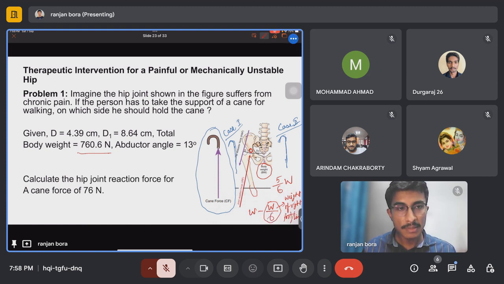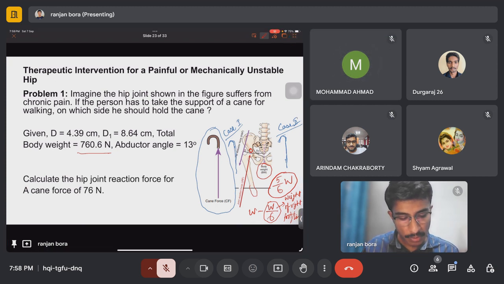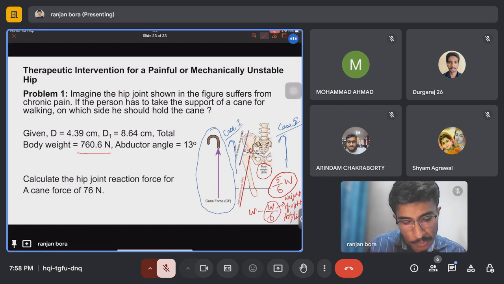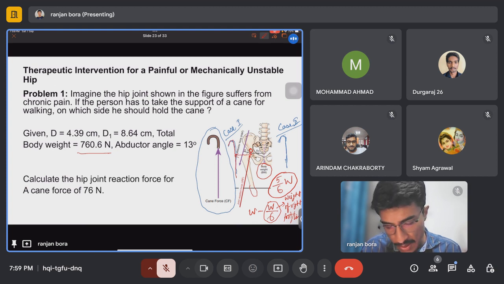So is it clear while we are considering 5 by 6 W? Okay. And in case 1, we are assuming that he is holding the cane on the side of the hip in which he has a problem. So we are assuming this distance as 10 centimeter.